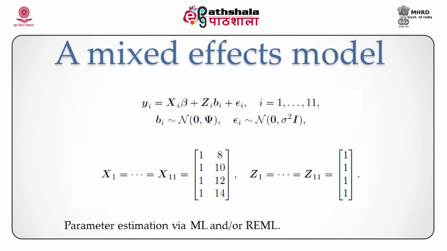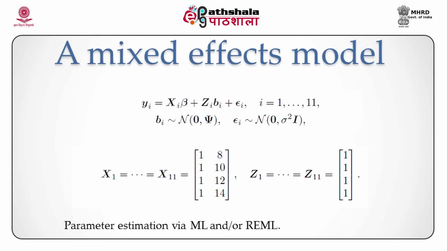Parameter estimation can be done by maximum likelihood and/or by a related technique called restricted maximum likelihood. In fact, it is common to estimate the fixed effects parameters beta by maximum likelihood and all parameters related to the variances by restricted maximum likelihood. To know more about this, you are referred to the modules on longitudinal data analysis.